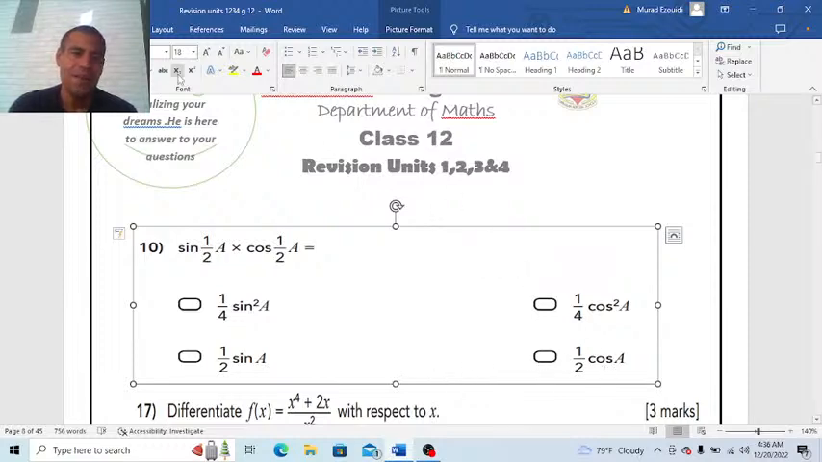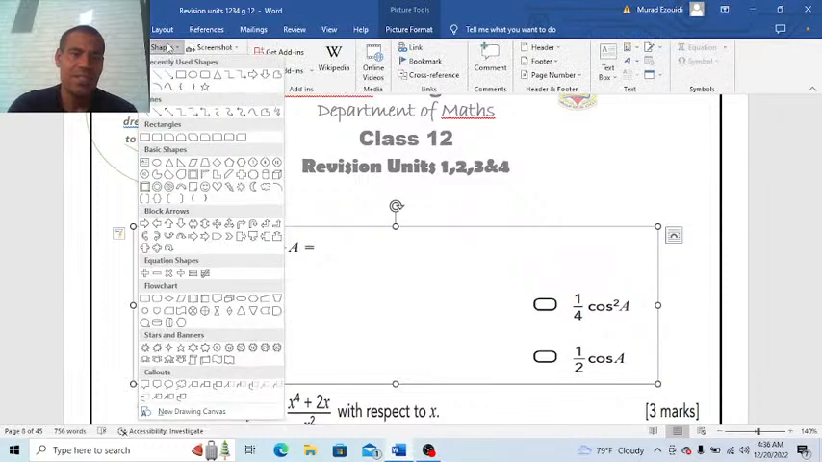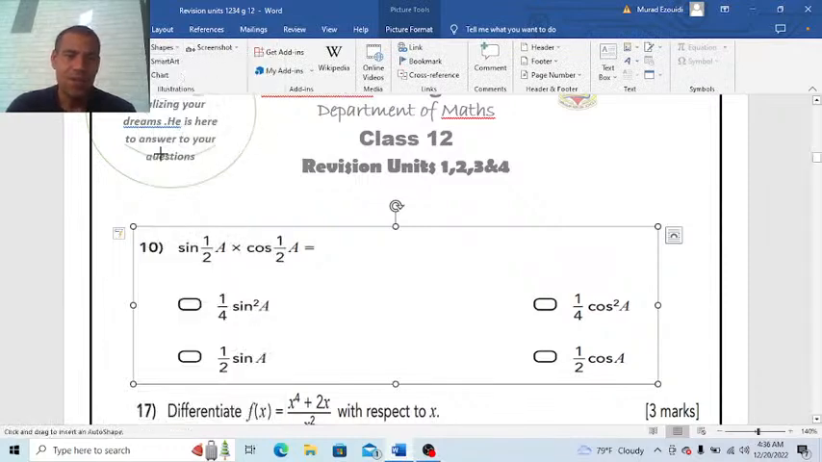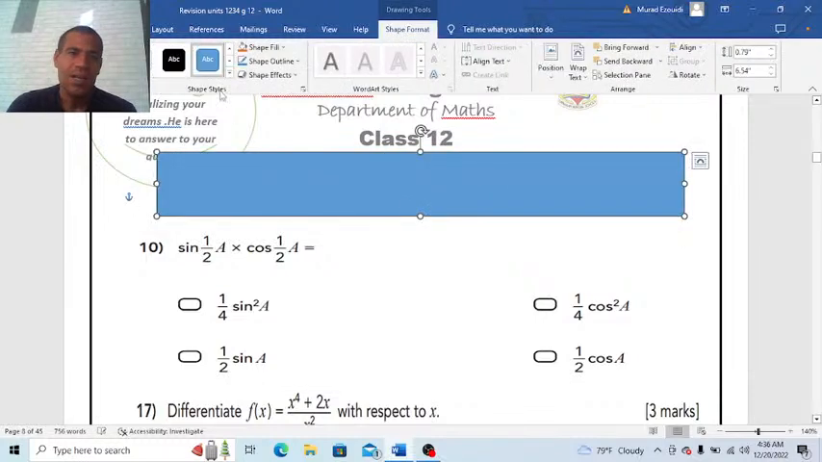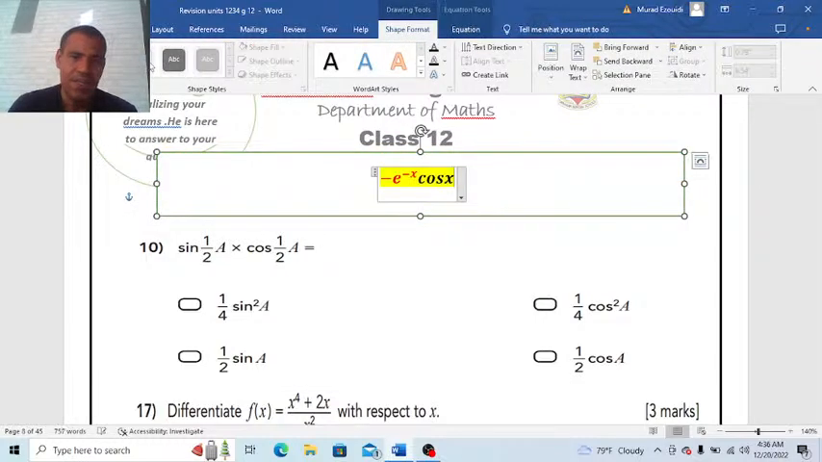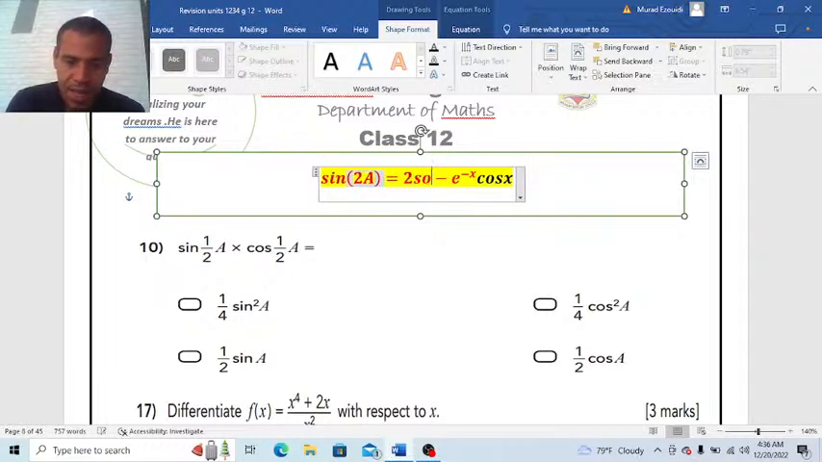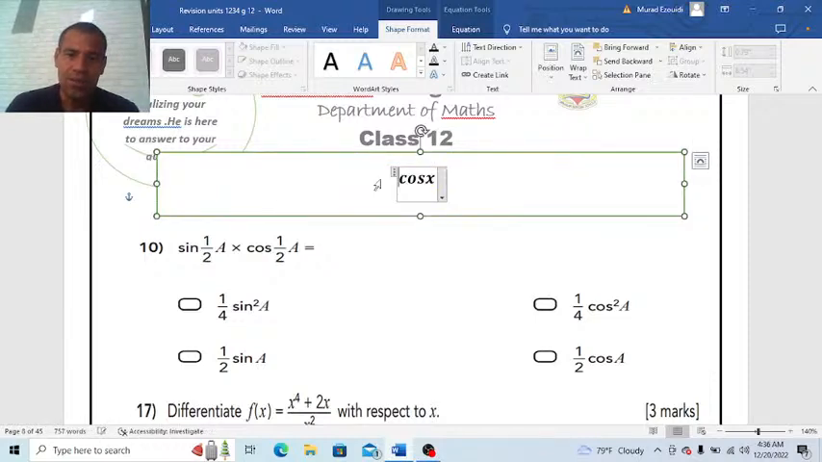Here we are going to use the formula. I will explain this. The sine double angle formula is sine 2 times a, the angle a, is in fact equal to 2 times sine a, multiplied by cosine a. This is the double angle formula.